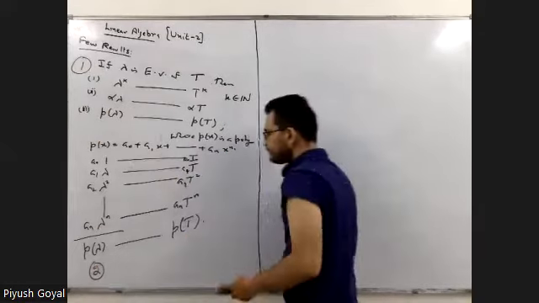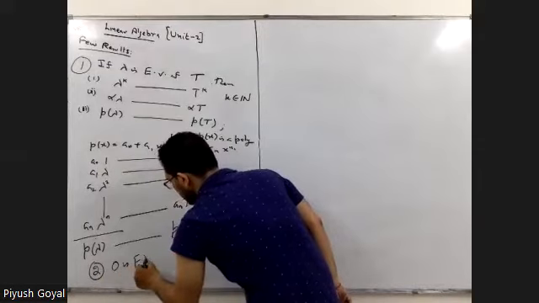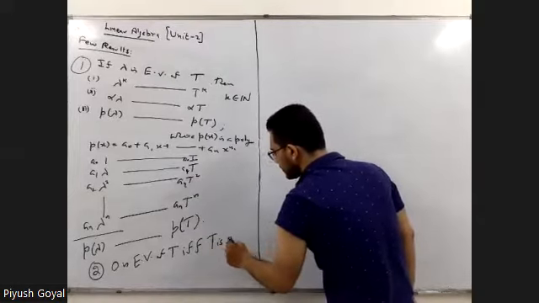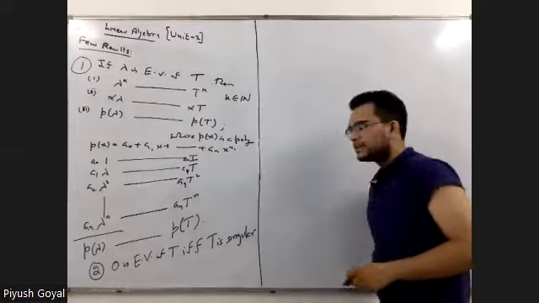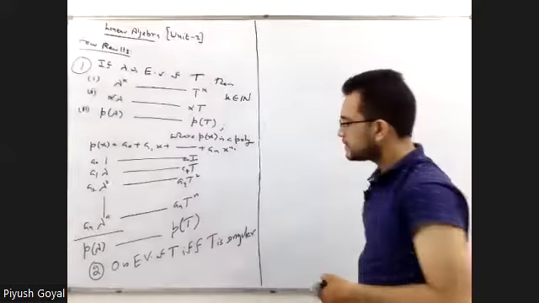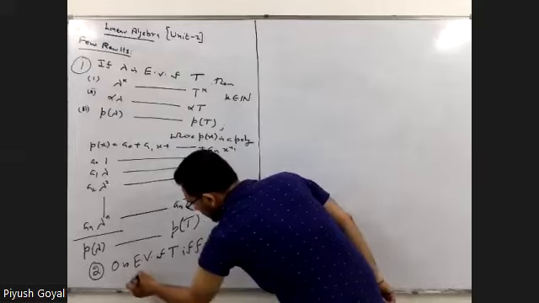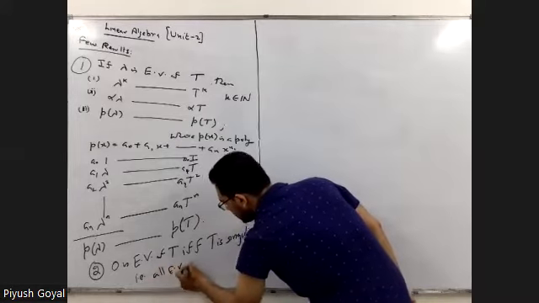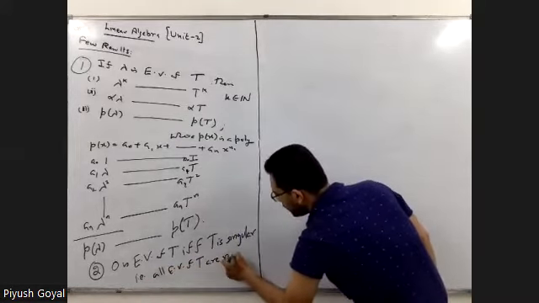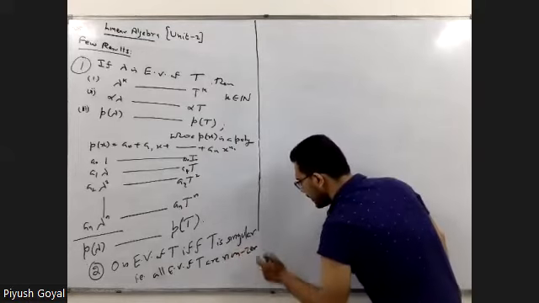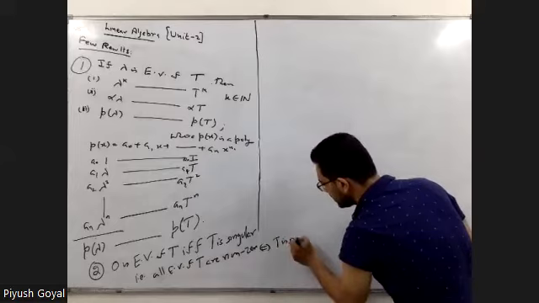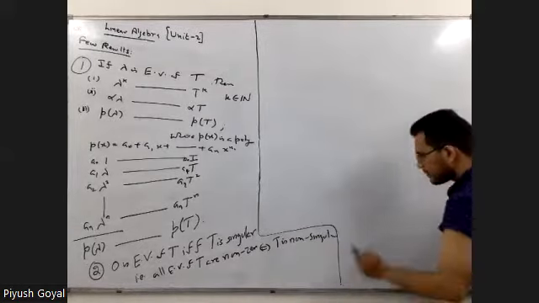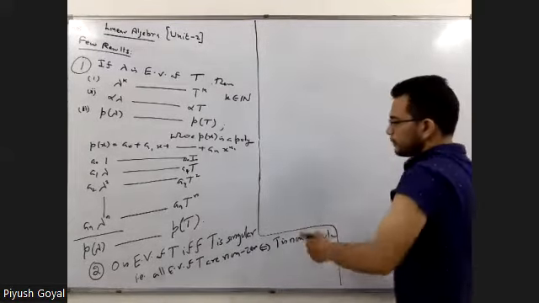Second is, 0 is eigenvalue of capital T if and only if T is singular. That is, all eigenvalues of capital T are non-zero if and only if T is non-singular. I hope this thing is clear to you.